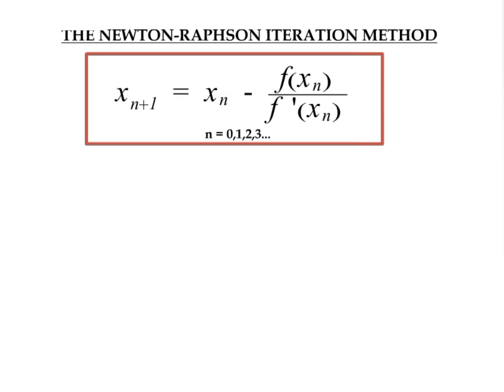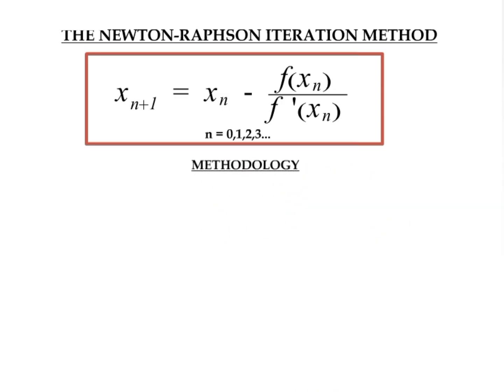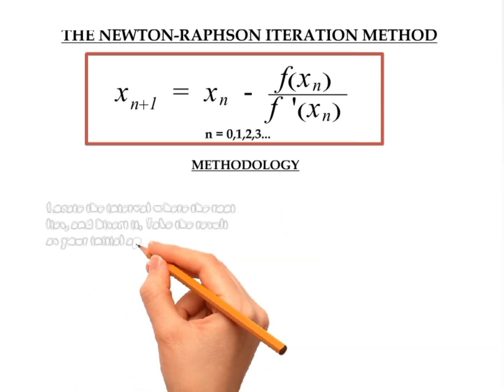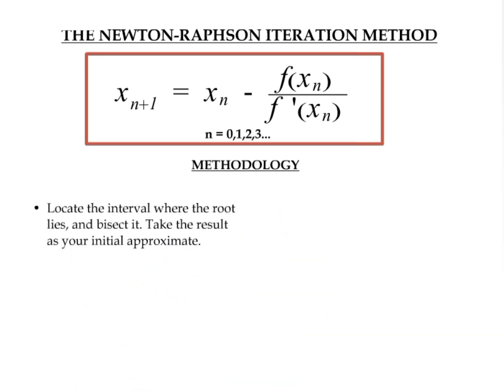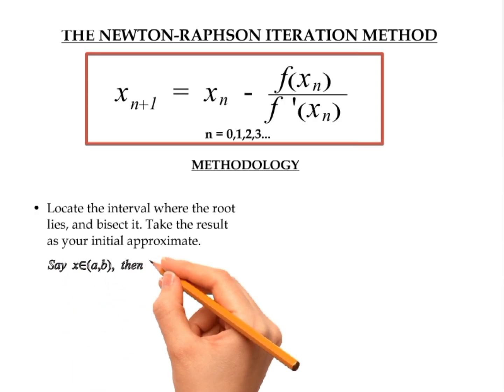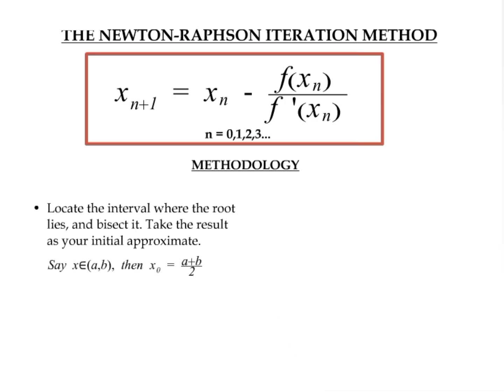You also need to note that this method needs an initial approximate to the root, on which all iteration is based. To find such a value, we locate the interval where the root lies and bisect it. The result is what we take as the initial approximate, which we call x0 or x subscript 0. Note that it is not mandatory to pick the midpoint of the interval as your x0. The crucial thing is that you pick a value not too far from the root.